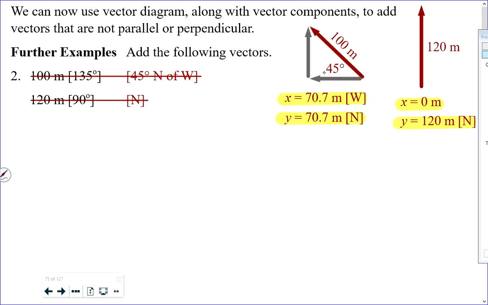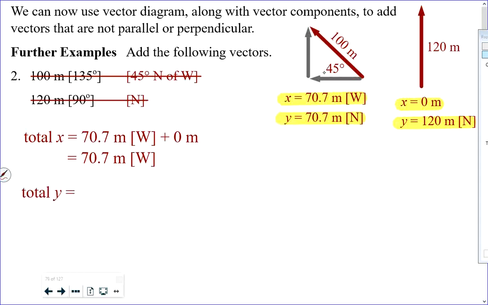What you would do is say the order in which I add these doesn't matter, so I'm going to find my total x first. I'm going to take 70.7 meters west and add 0 meters to it. And this is your total west. Well, it's your total horizontal, which happens to be west. I'm going to find my total y. Well, that means I'm going to add 70.7 north and 120 meters north. These happen to be in the same direction, so I'm just going to add the numbers together and get 190.7.